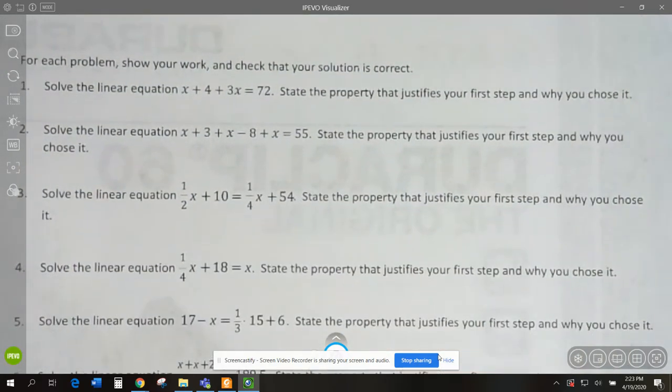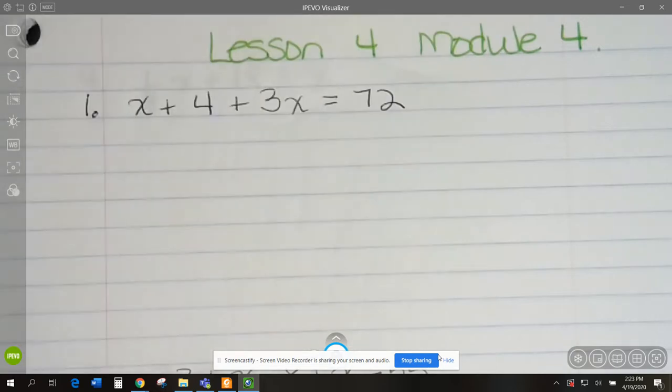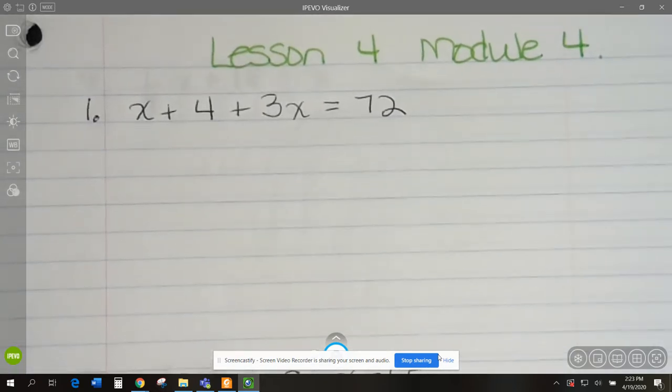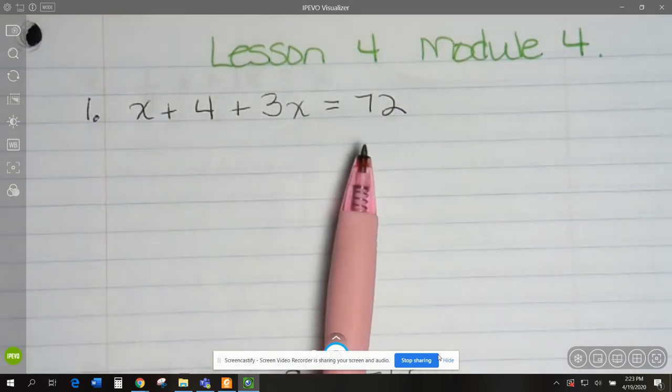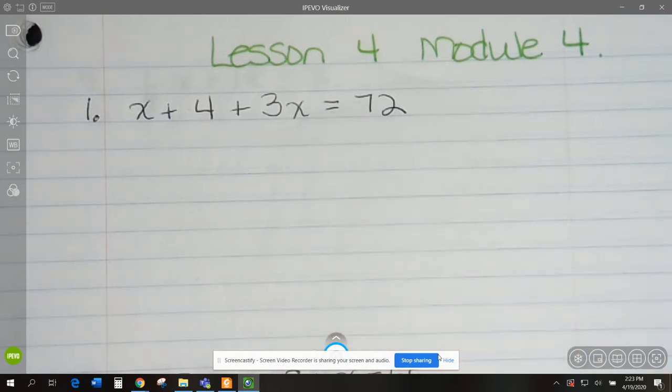The sheet that they give us doesn't give us a lot of space, so I'm going to do it on a separate piece of paper. The first one says to solve the linear equation. It also says to state and justify your first step and why you chose it. I'm not worried about you doing that, but we'll discuss it.